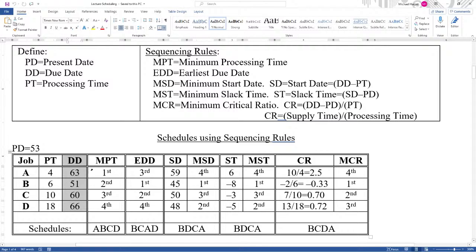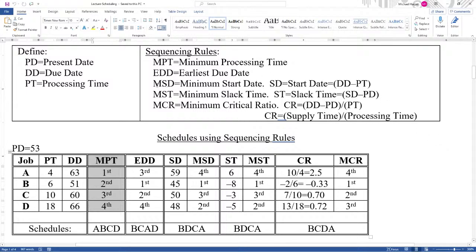Now, if all the processing times are the same, the due dates are different, you may want to use the earliest due date. If all the due dates are the same and the processing times are different, then you may want to use the minimum processing time, and that's when you would use these.